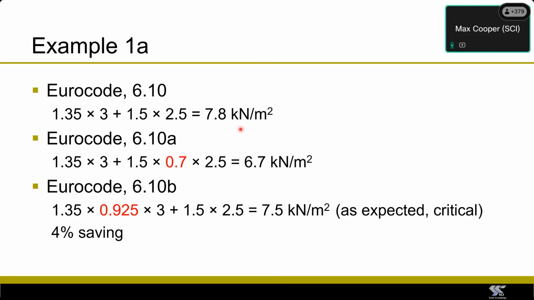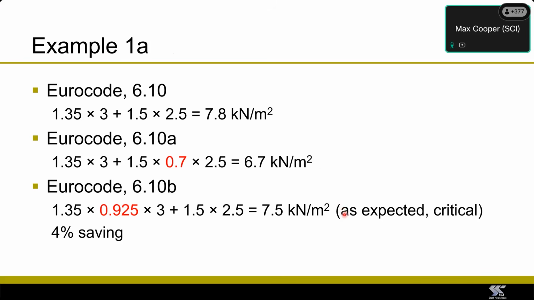So if we now look at 6.10a, we can see that we introduce the psi naught combination value at a level of 0.7. That gives us quite a significant reduction. So we go from 7.8 to 6.7 kilonewtons per meter squared. And now if we look at equation 6.10b, and we introduce our xi factor at a level of 0.925, we get a design value of 7.5 kilonewtons per meter squared. So of course, when we're looking at 6.10a and 6.10b, we have to take the worst case. In this instance it is 7.5, as we might expect.